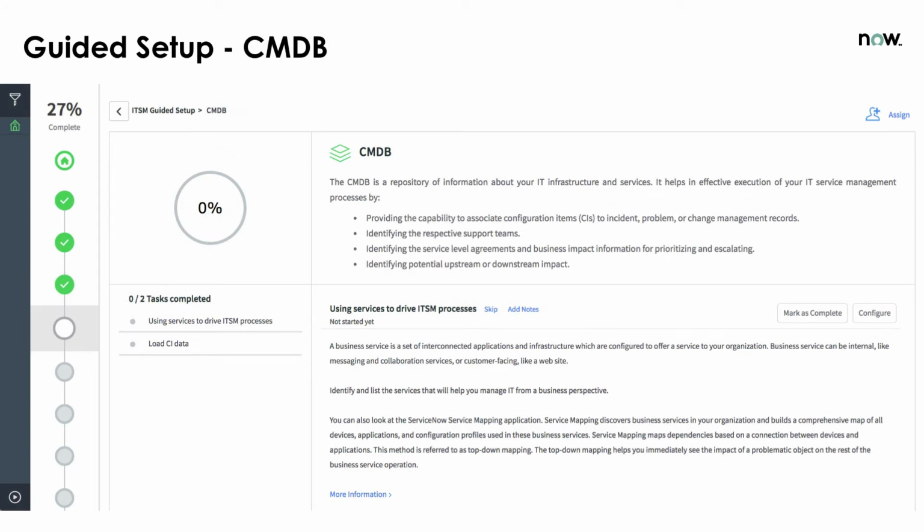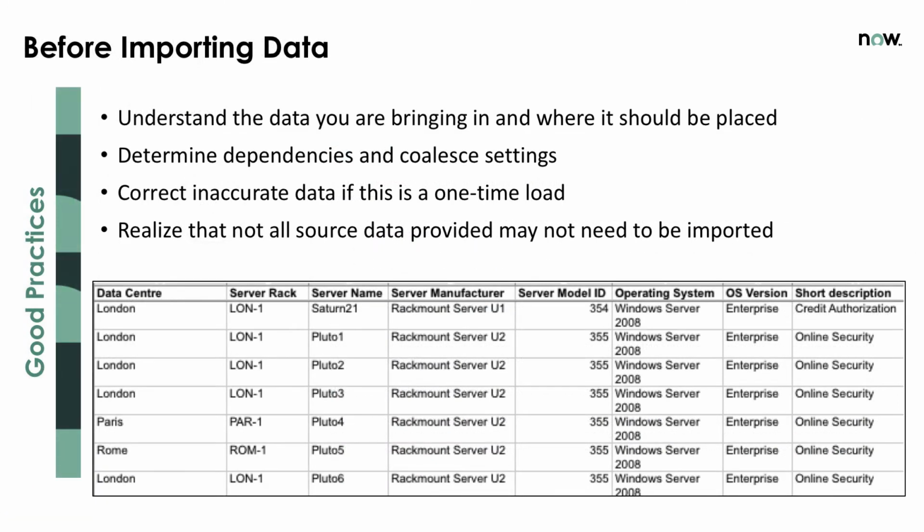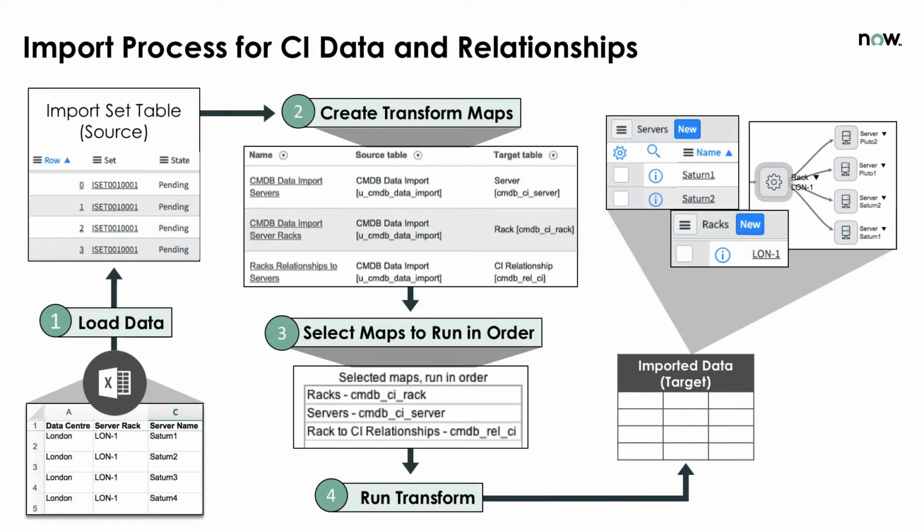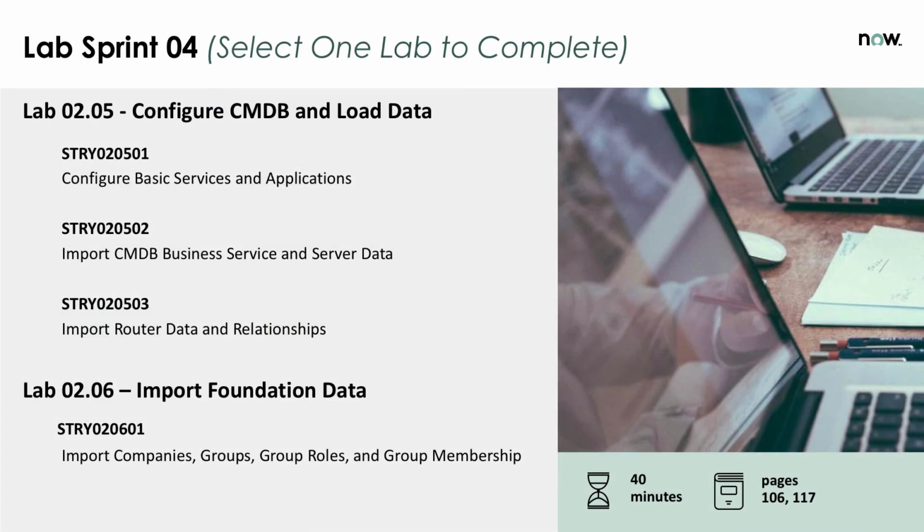And then finally we get to CMDB in guided setup. Stress the importance of reviewing your data before you import it. Look at the general import process. This is all the same as we had before. Import process for CI and relationships. And then we get to Sprint 4, where we pick one or the other to complete.